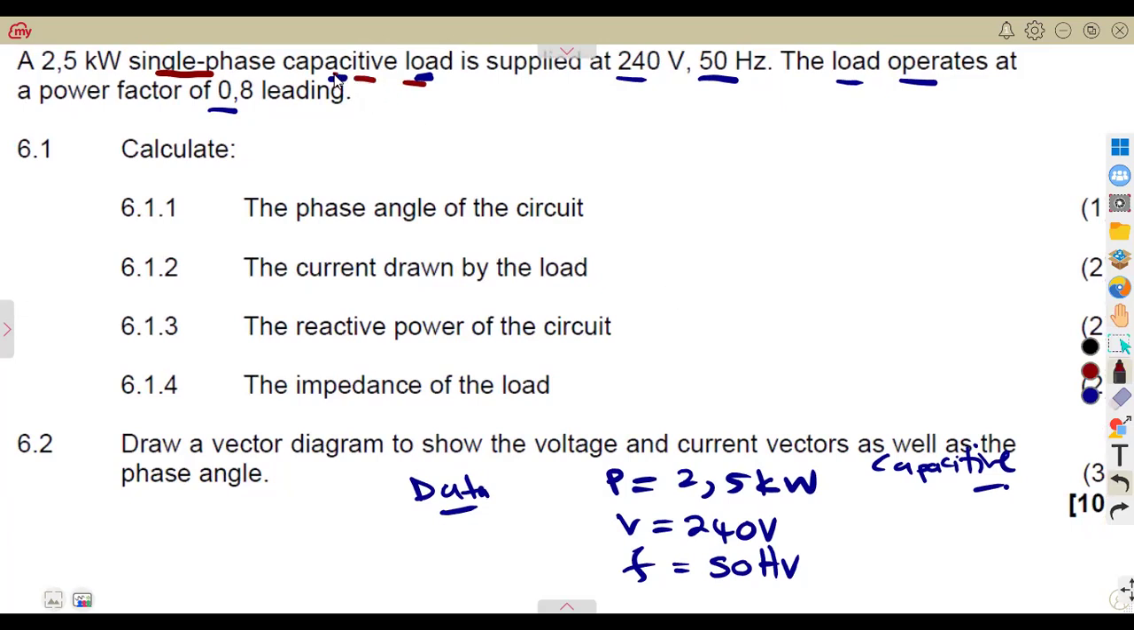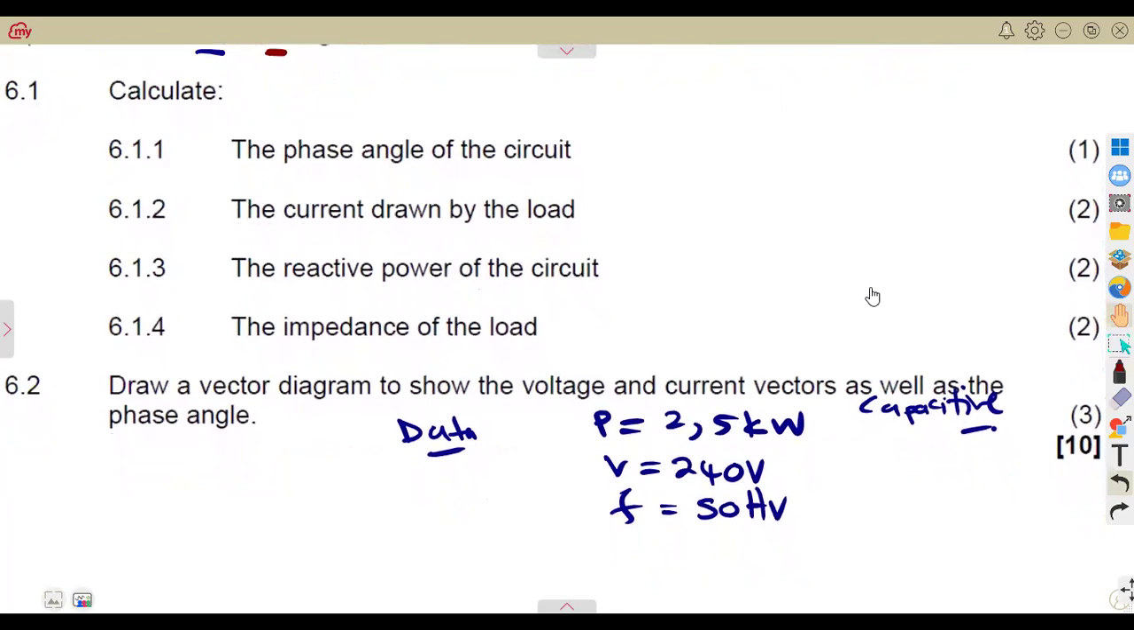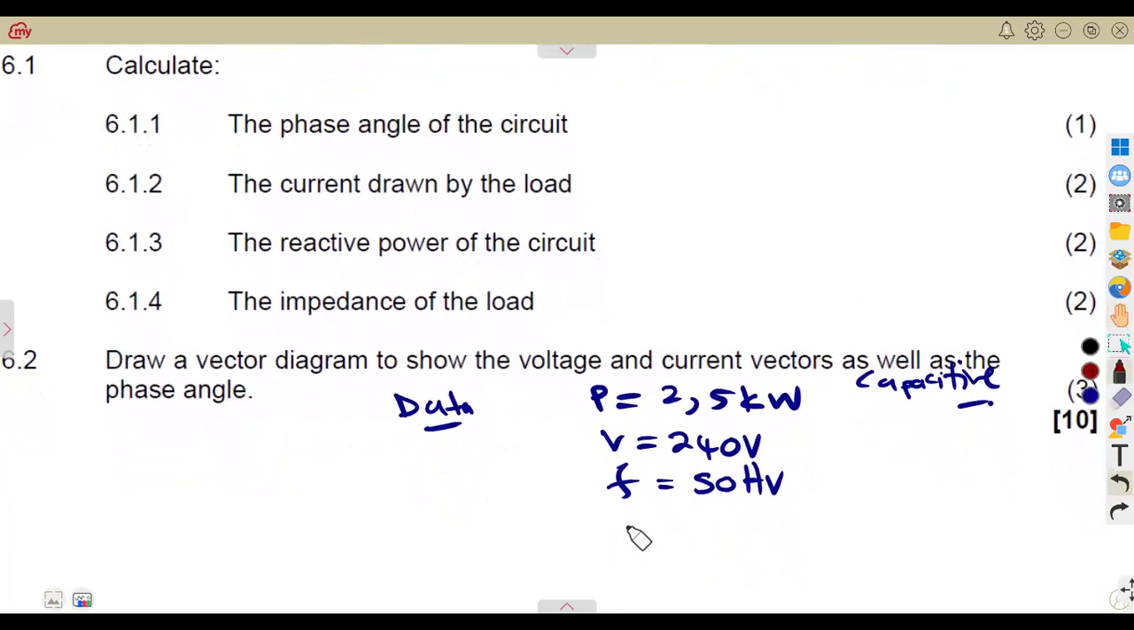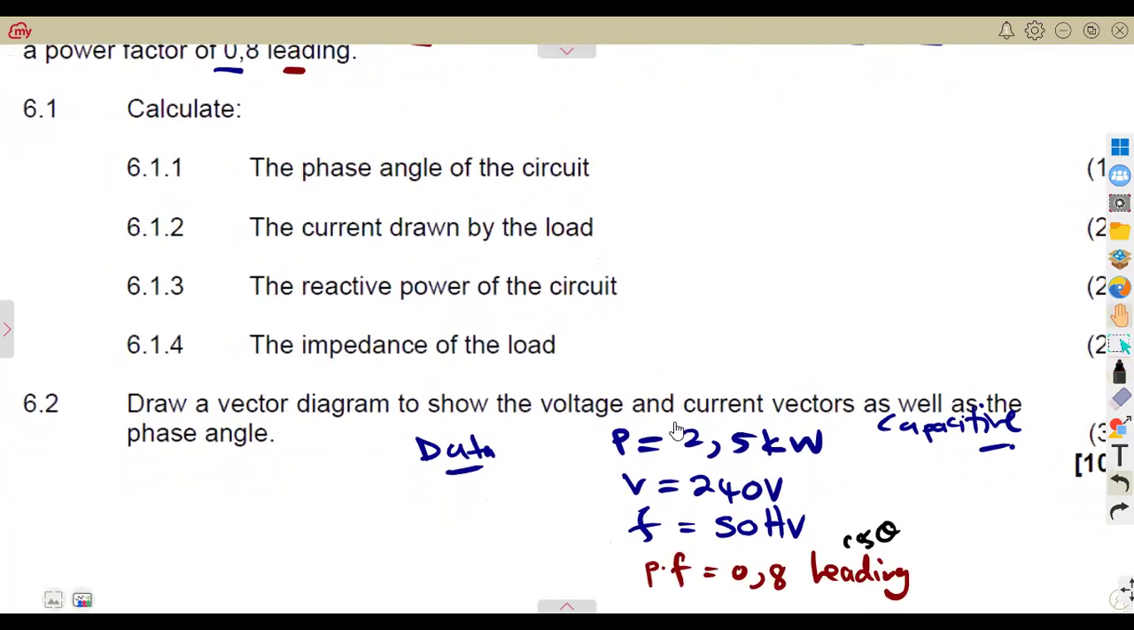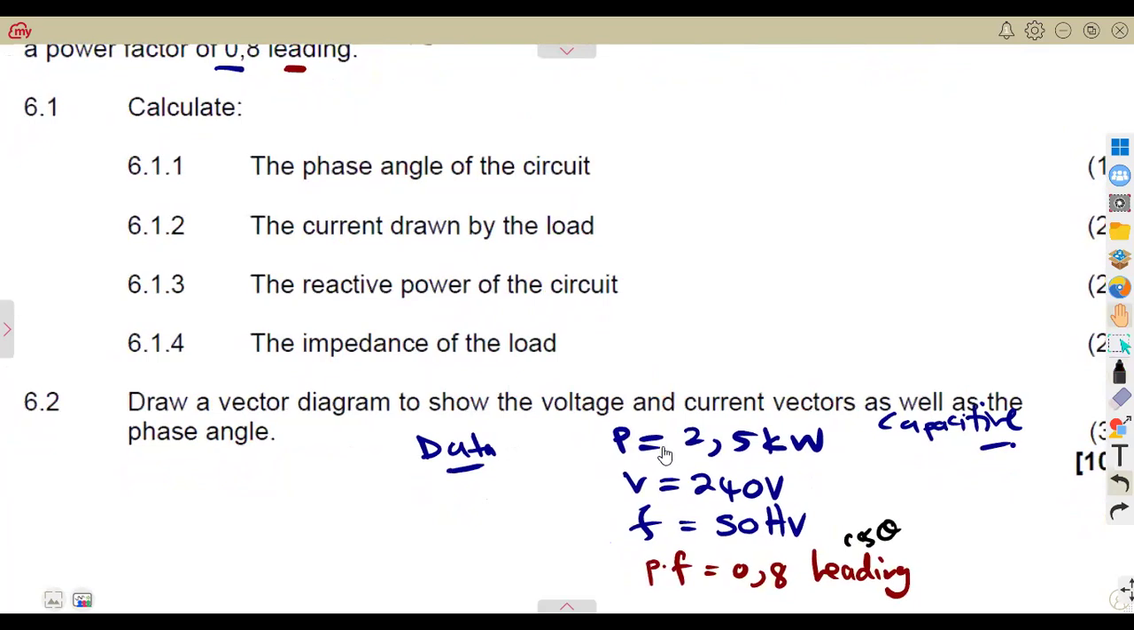The load operates at a power factor of 0.8 leading. Remember, this is capacitive, so it must be leading. If it were inductive, it must be lagging. So we have a power factor of 0.8 leading. Remember, the power factor simply represents the cos of theta. So that was the condition.